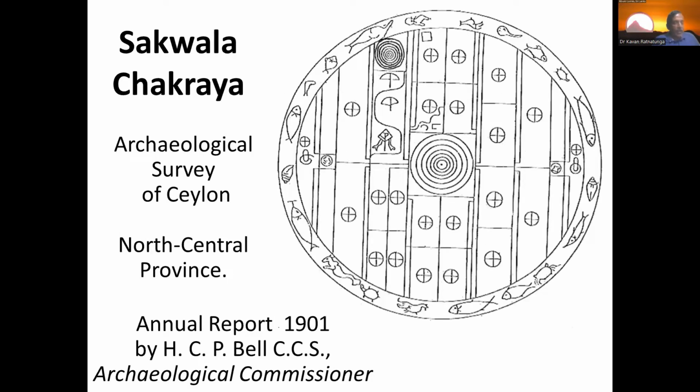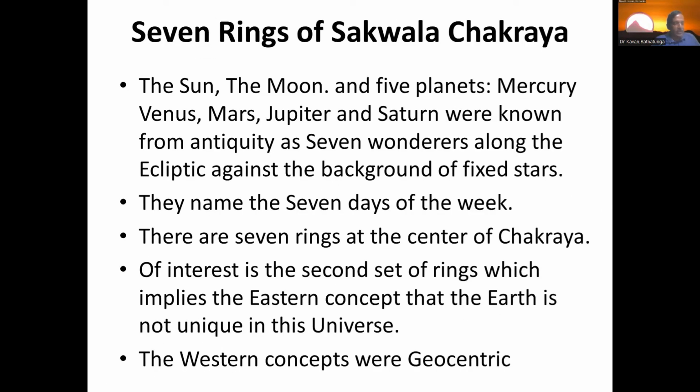And what I find interesting is that there is a second set of 7 rings, which may indicate that we did have the concept, an early concept, that the earth was not unique in this universe, whereas all Western concepts were geocentric.